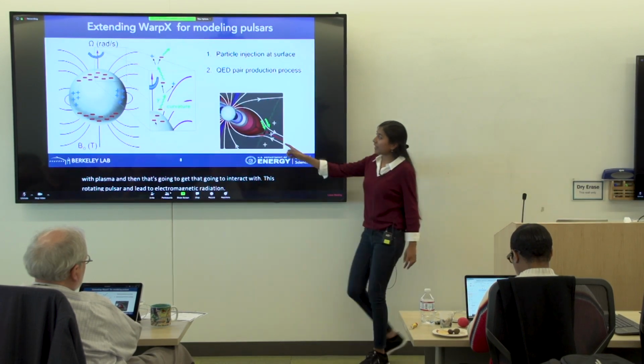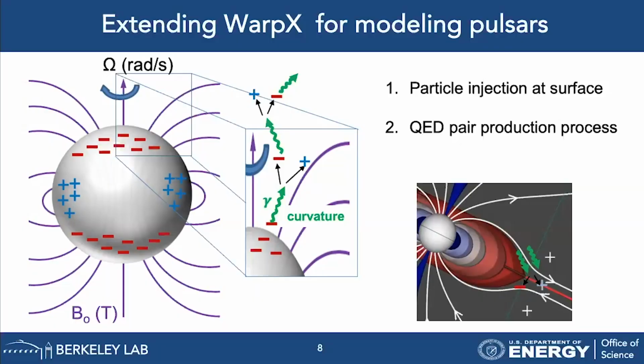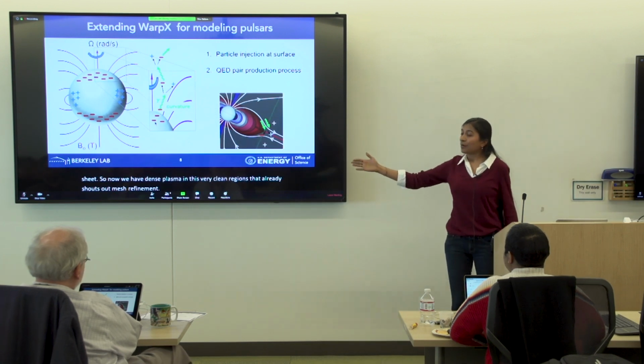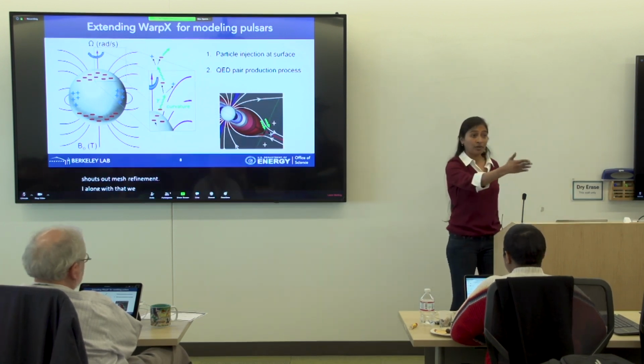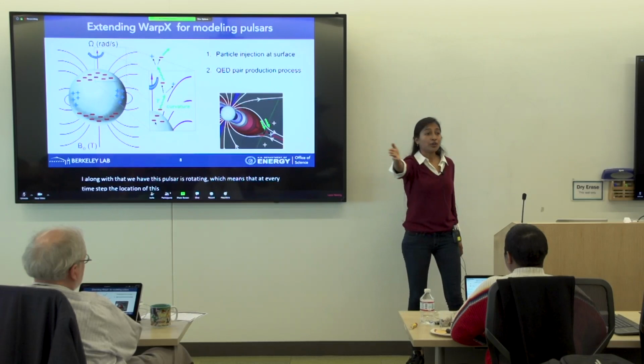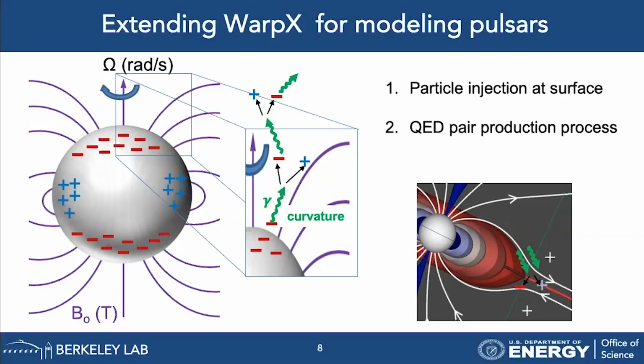A similar process also happens along these curved field lines in the equatorial plane, and that's what builds up plasma along this red line, which we call the current sheet. So now we have dense plasma in this very thin region that already shouts out mesh refinement. And along with that, this pulsar is rotating, which means that at every time step, the location of this dense red line is going to rotate, and we need to perform dynamic mesh refinement. So that's our third step.